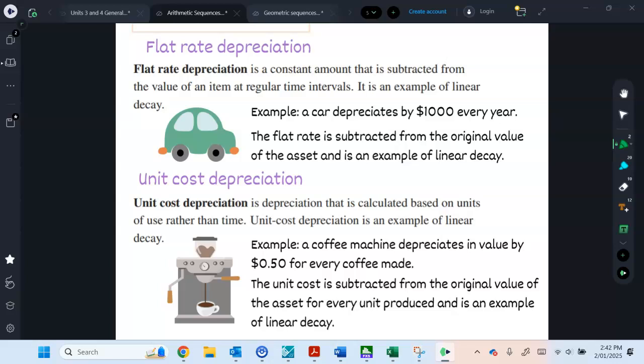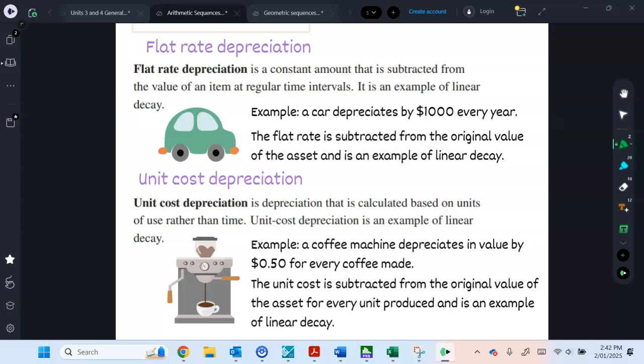For depreciation, we've got flat rate depreciation and we've got unit cost depreciation. The main difference between the two of them: flat rate is going down by the same amount, usually each year, but whatever the time period is, it could be every month or whatever. Whereas unit cost depreciation isn't affected by time, it's affected by cost of use, so cost of unit use basically. So you could have a coffee machine, so it's depreciating per coffee sold or made.